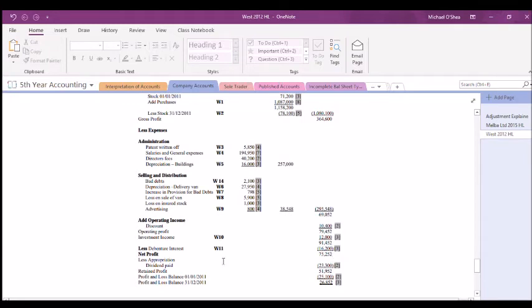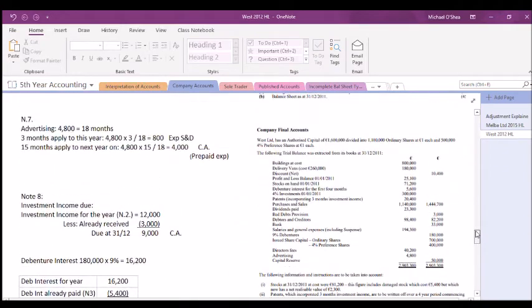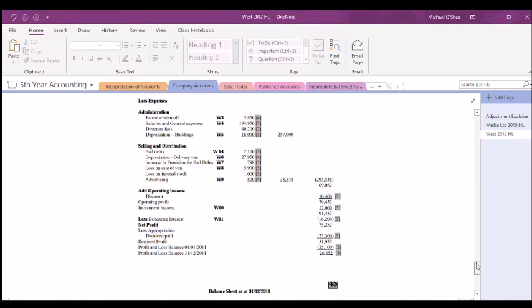Finish this off, I just take away my dividends paid. Company accounts will almost always include dividends paid. I can see that here, 23,300. There's no adjustments to it, sometimes there is. So I'm taking away the 23,300.